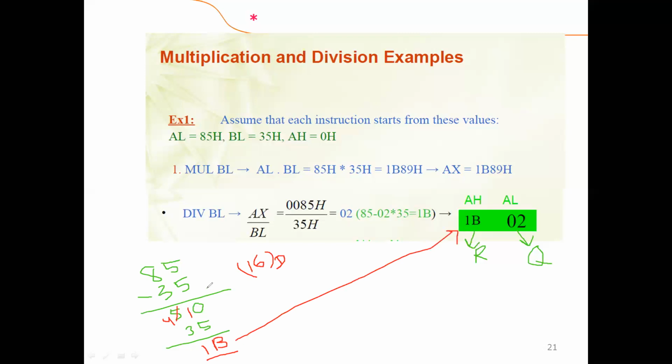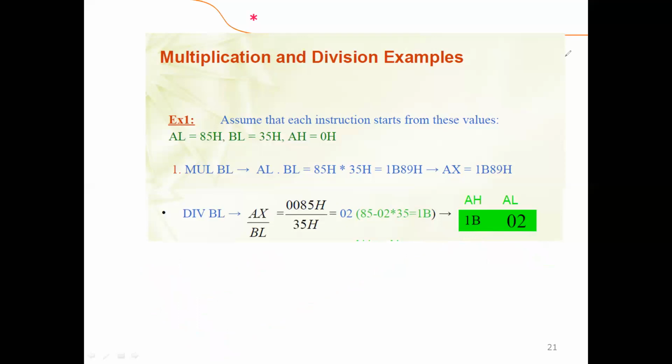How many times have we performed the subtraction operation? One time here, one time here. It means the quotient will be 2, which is written here, and this will be saved in AL. So a similar method will be followed for 16-bit multiplication or 16-bit division.